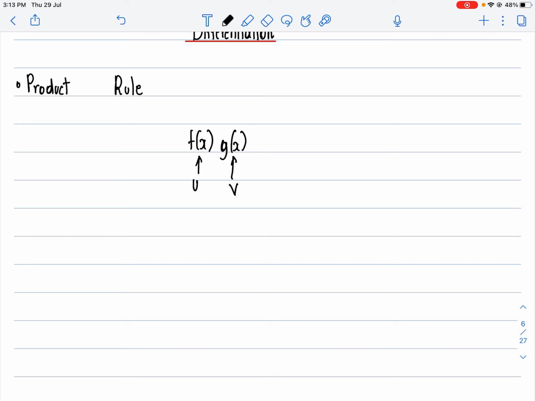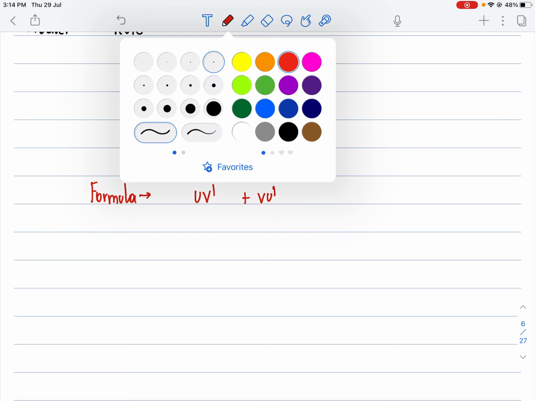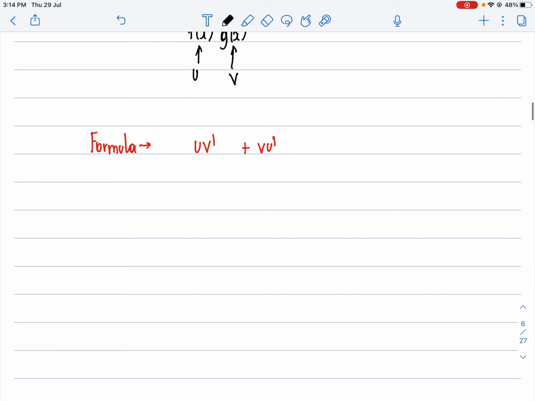Now the formula which I have for the product rule is basically uv dash plus vu dash. So it's basically the u function multiplied by the differentiation of the v function, plus the v function multiplied by the differentiation of the u function. Now we'll do some examples to get a strong hold of this concept.